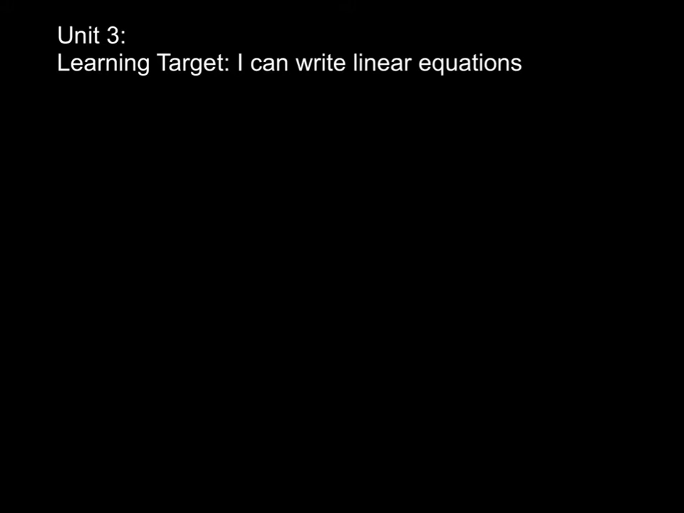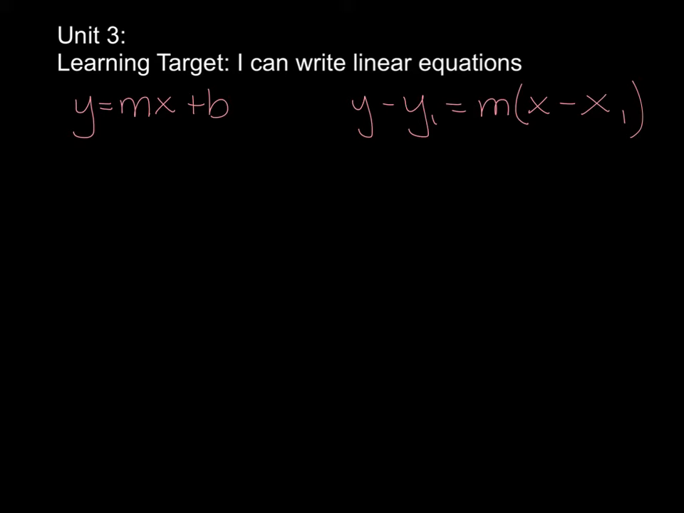I can write linear equations. So we're just starting off thinking about our different forms of linear equations. And really the two that we are going to focus on the most are slope-intercept, so y equals mx plus b, and point-slope form. And so remember that one's y minus y1 equals m times x minus x1. We're going to look at an example of both of these and how to plug them in, and then you'll have time to try it out.